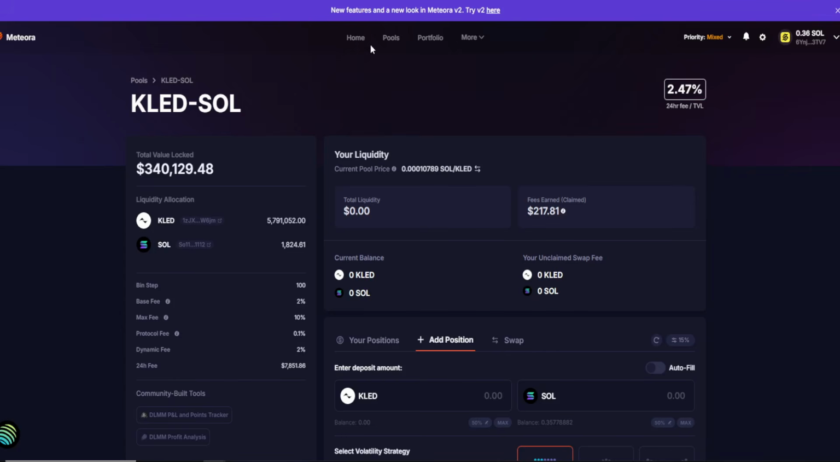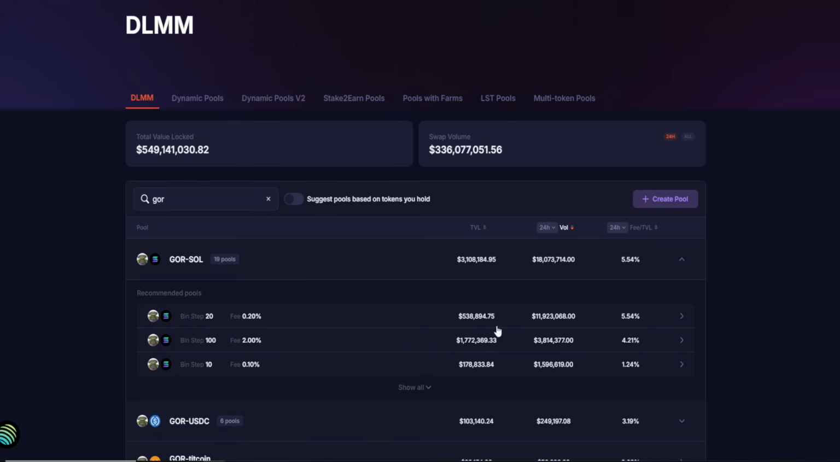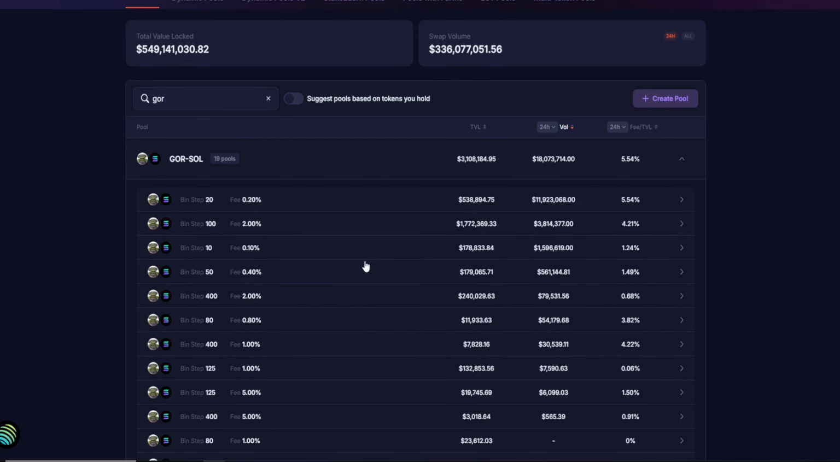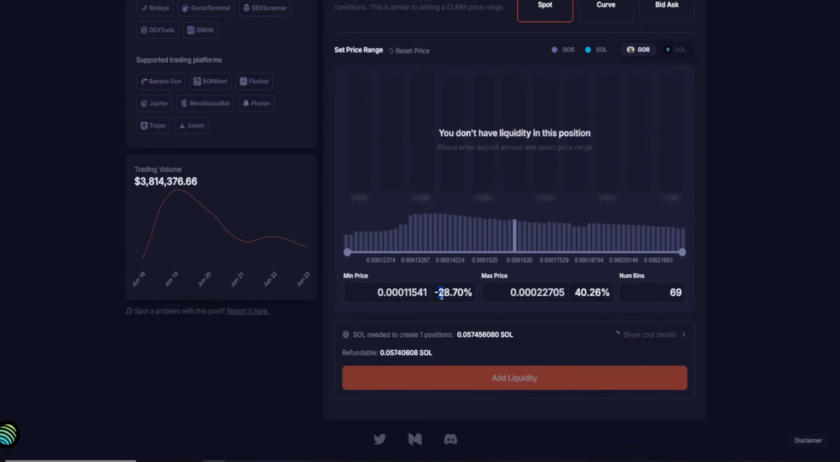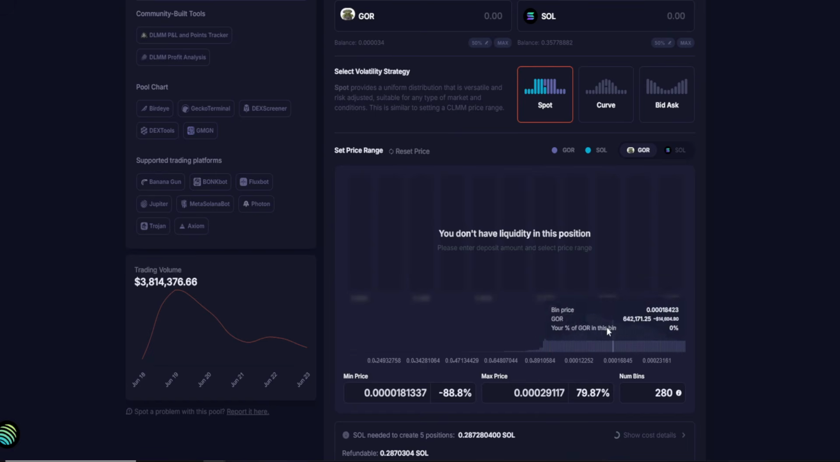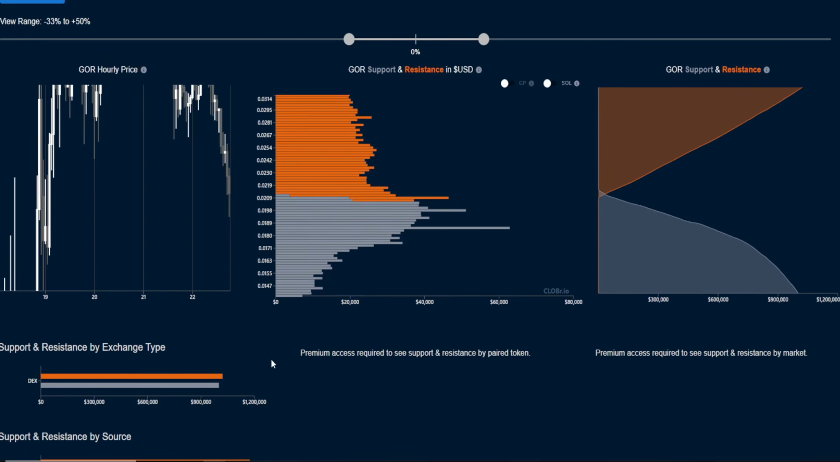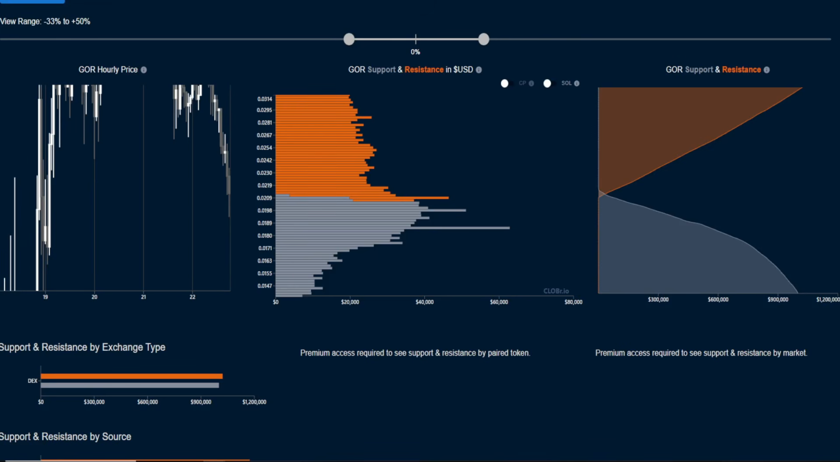So instead of me going on Meteora, going on pools and searching the Gore token, there's a bunch of pools. I don't know overall where the liquidity is. I can click on one of them, click add position, and this is what we used to have to do: go minus 88 plus 80, and you can get a rough idea of where the liquidity is, but this is just one pool. But on Clobber, we have them all aggregated.